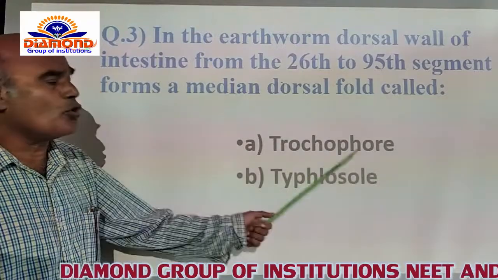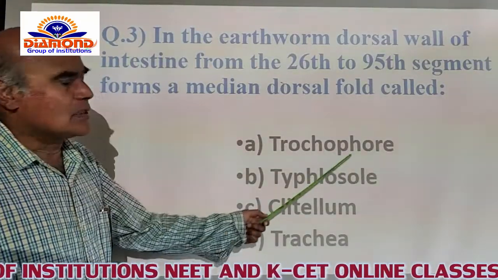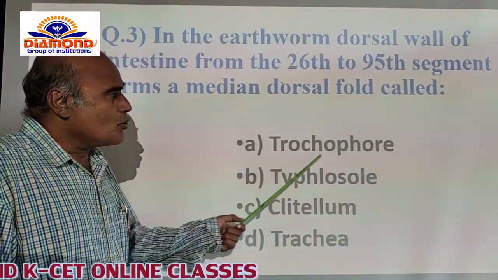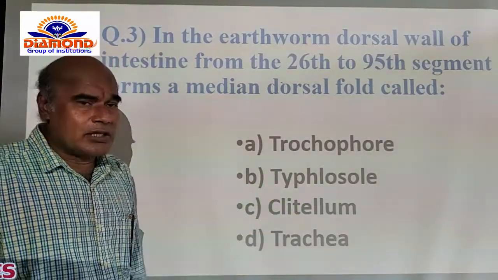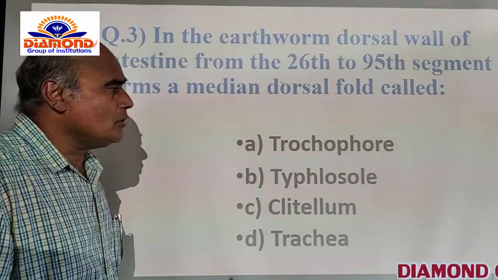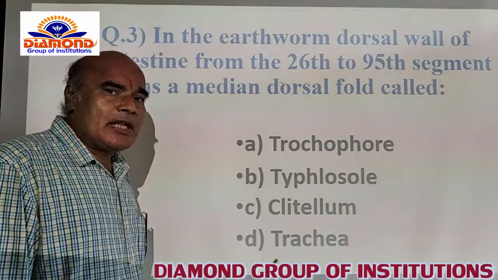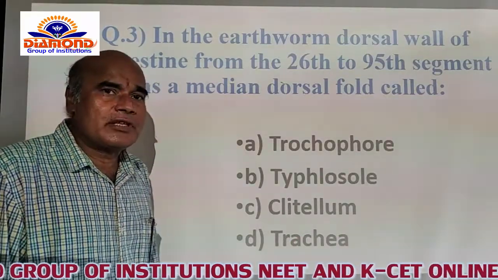Option A, trochophore. Trochophore is a ciliated larva of Annelida. Option B is the typhlosole. What I said, the typhlosole is the correct option, which is a specific median dorsal fold present in the alimentary canal of the earthworm to enhance the absorbing surface area.